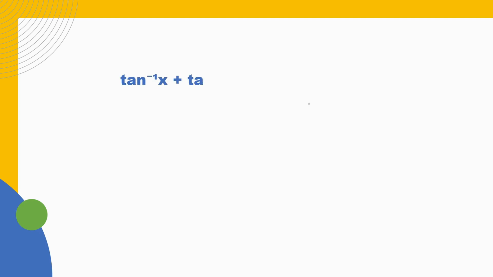Here is one of the most important identities in inverse trigonometry. For any positive value of x, tan inverse x plus tan inverse 1/x is equal to π/2. Notice the condition carefully. x must be greater than 0. Many students memorize the identity but forget this condition and lose marks in exams. So whenever you see tan inverse x and tan inverse 1/x together, first check whether x is positive. If it is, you can directly replace the entire expression with π/2.